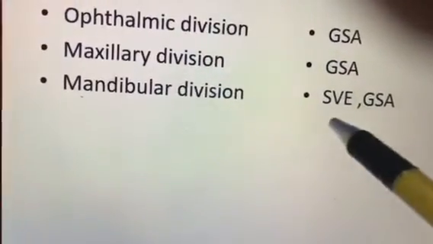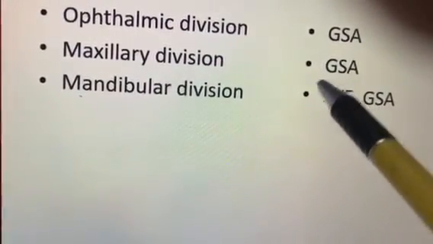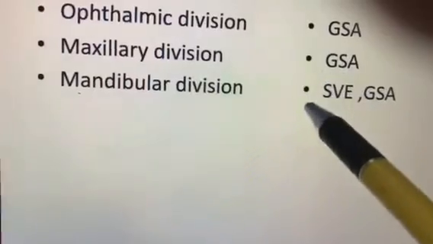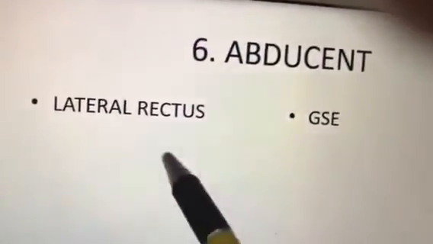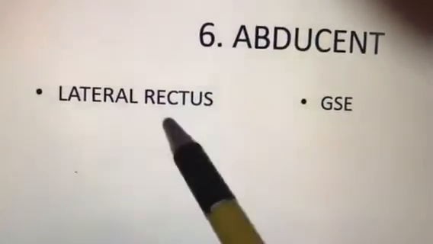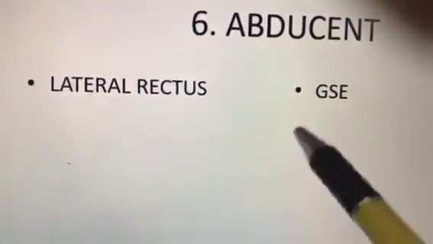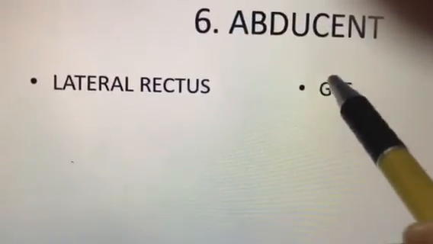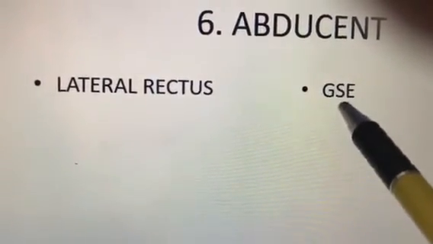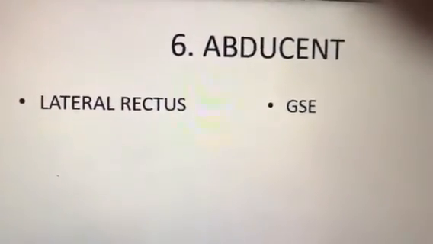Understood? So this is a very important MCQ which is asked in many of the competitive exams, mandibular division. And the last is the lateral rectus, sixth nerve. Sixth nerve, already I told you, it is related to the bony orbit. So obviously muscle, so it is efferent, and it is bony orbit, skeletal muscle, that's why somatic, general. Understood? That's all about that.